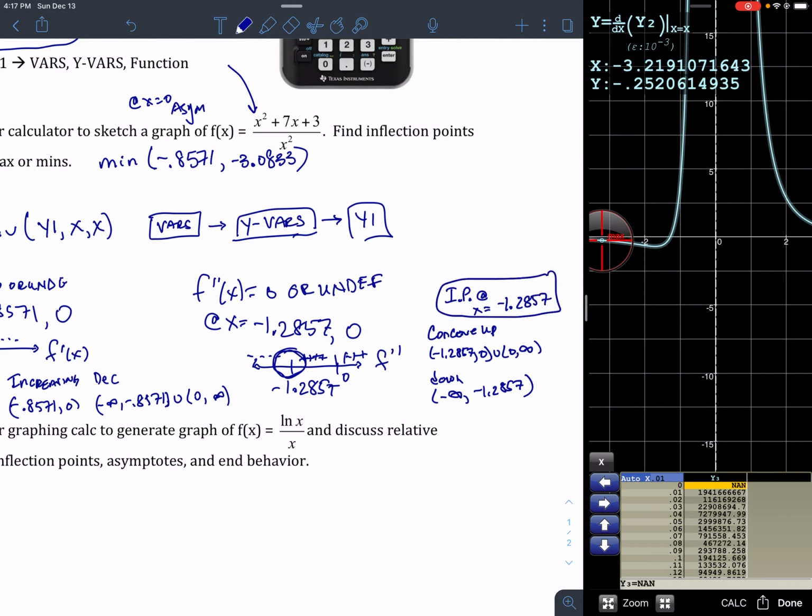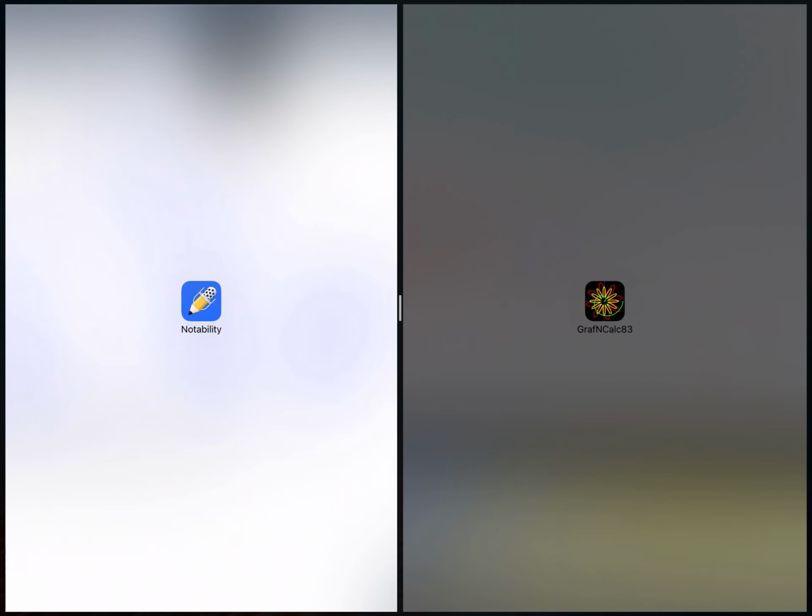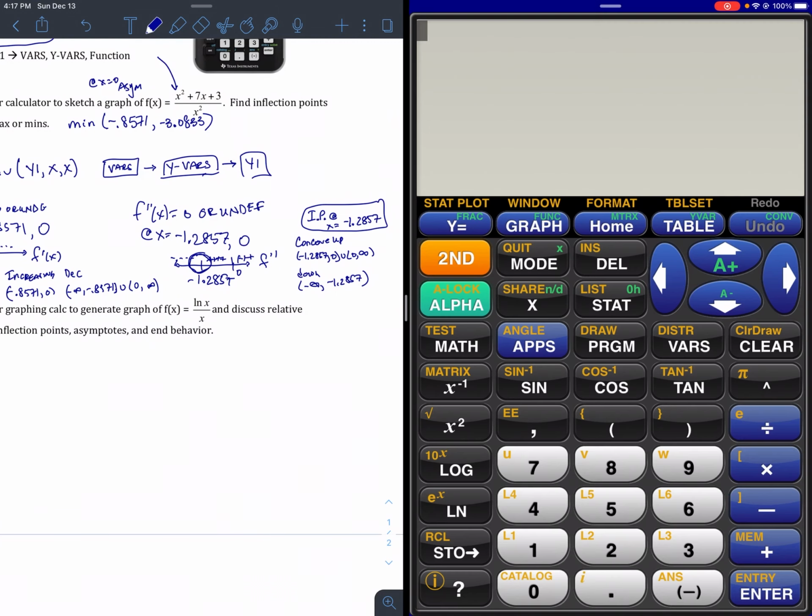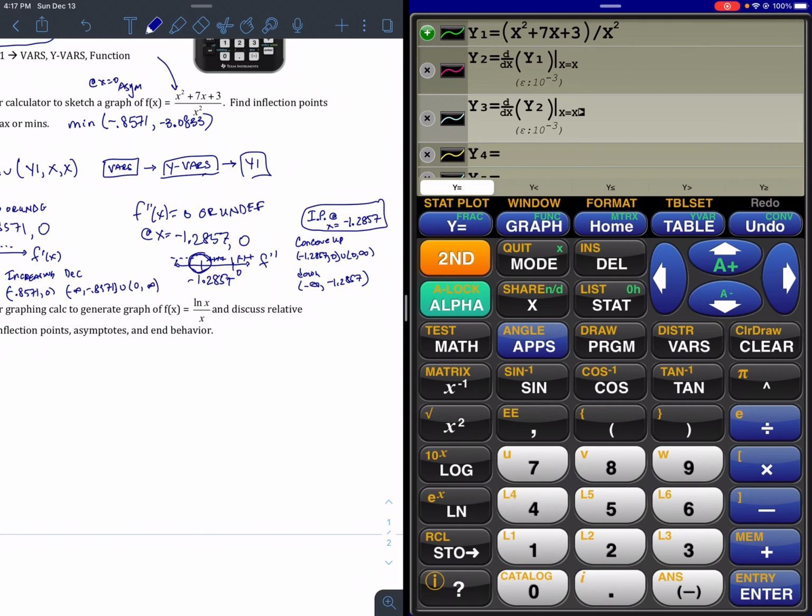So I was able to do all that without having to take a derivative by hand. Where does this come in handy? When you have equations that are pretty difficult to take derivatives of. All right, let me look at something here. I want to show you something. I'm just going to show you the original.